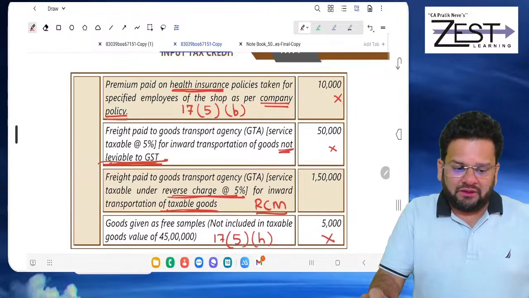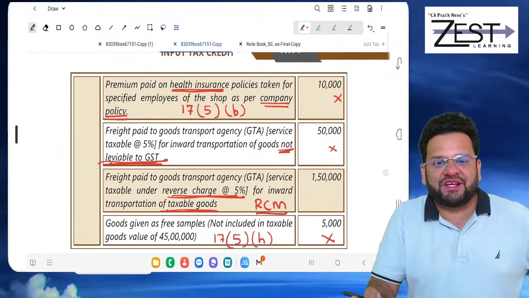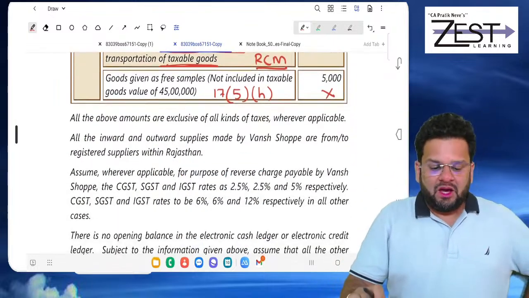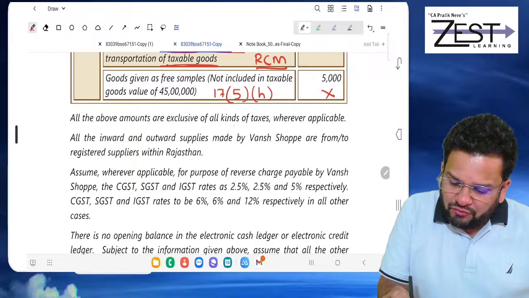So every point till this is absolutely clear. It is relatable. Yes, sir. All the above amounts are exclusive of all taxes.